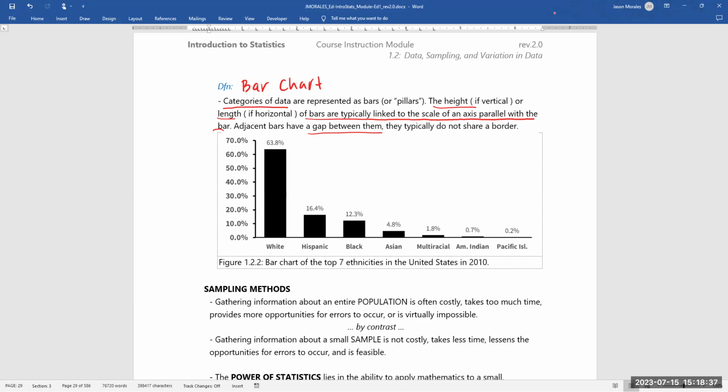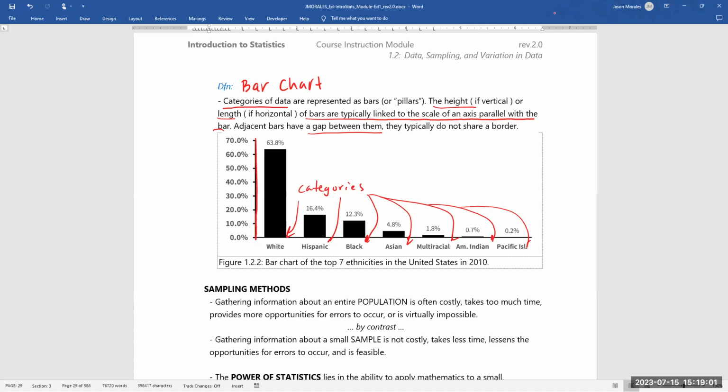And so you can see that across the bottom is where we have our categories. So the categories here were ethnicity, and the height of the bar is measured by the y-axis here.